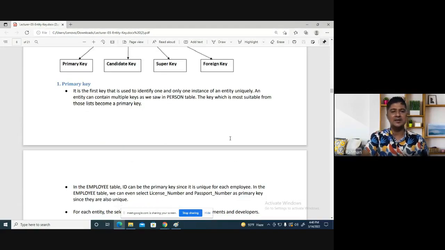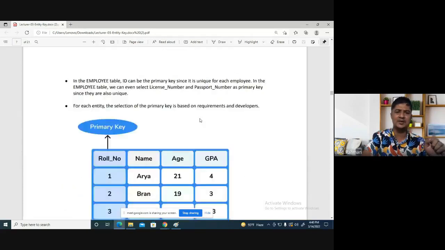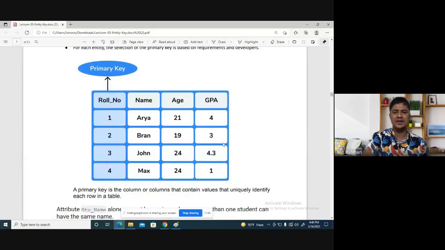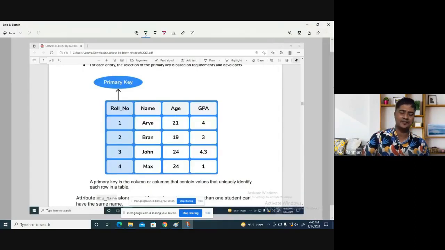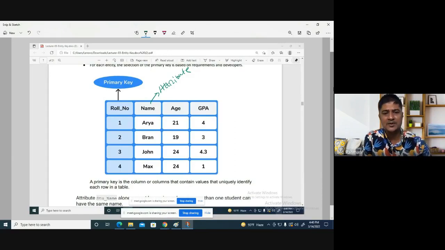It is the first key, used to identify one and only one instance of an entity uniquely. That means you can identify any record uniquely. That's why the primary key is used. Let's look at the table, then you can understand very easily. This is a good example to understand the key. In one sense, you can say these are the key. Let's say your GPA, age, name. These are the attributes as well, right? You're very familiar with the attribute, but we're talking about the key.